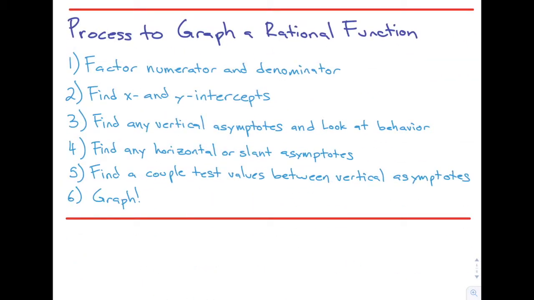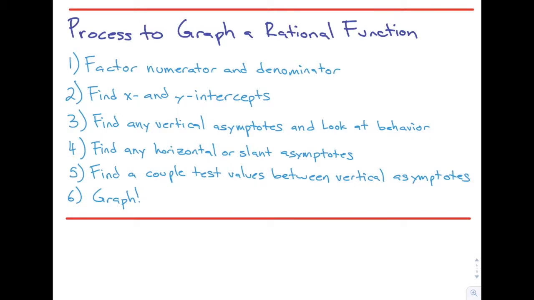Okay, so with all that in mind, the process to graph a rational function. First, we'll factor both the numerator and the denominator. We'll find the x and y intercepts. We'll find any vertical asymptotes and look at the behavior around vertical asymptotes. We'll find any horizontal or slant asymptotes, implicitly maybe parabolic or cubic asymptotes, as it might happen, and then look at the behavior around those. Then we'll grab a couple test values between vertical asymptotes, and we will graph the rational function. So this process, 6 steps, hopefully helps you consolidate all the different steps to graphing a rational function.